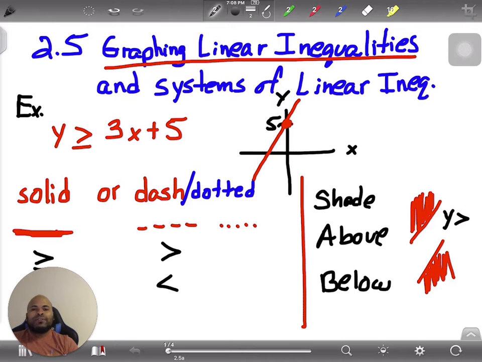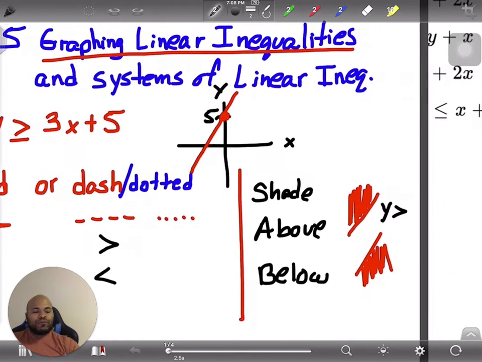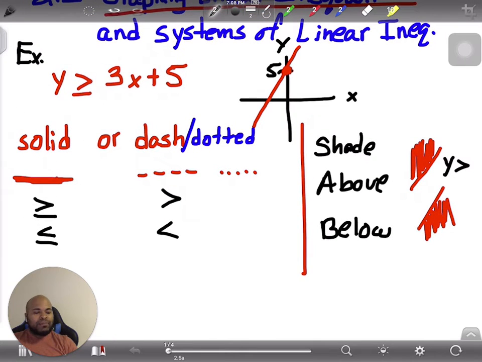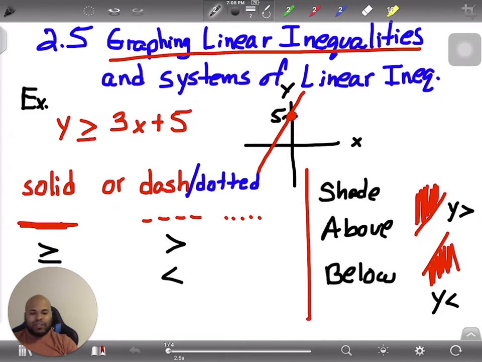Notice that y is always first. Y has to be first in order for me to follow those instructions. If my problem says y is less than, then I'm going to shade below, because less than means below. So here we go. Because this is y is greater than or equal to, I'm going to come here and shade above my line.